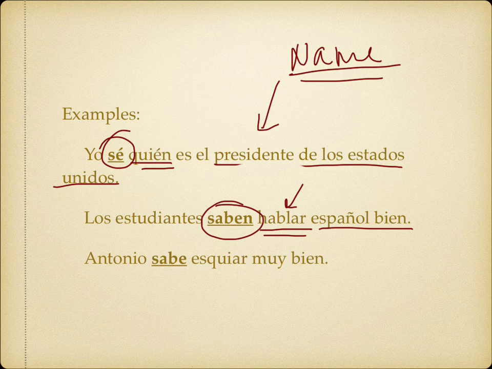Antonio sabe esquiar muy bien. Antonio knows how to ski very well, all right? Another thing. When we're talking about knowing how to do something, all right, we're going to use the verb saber, okay? So that's the difference between saber and conocer.